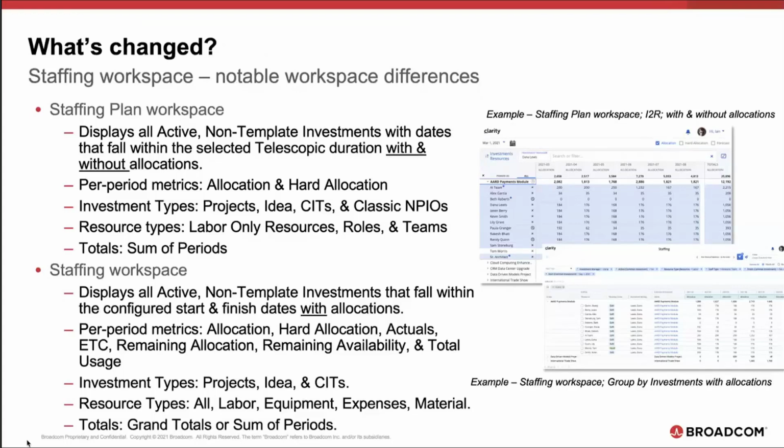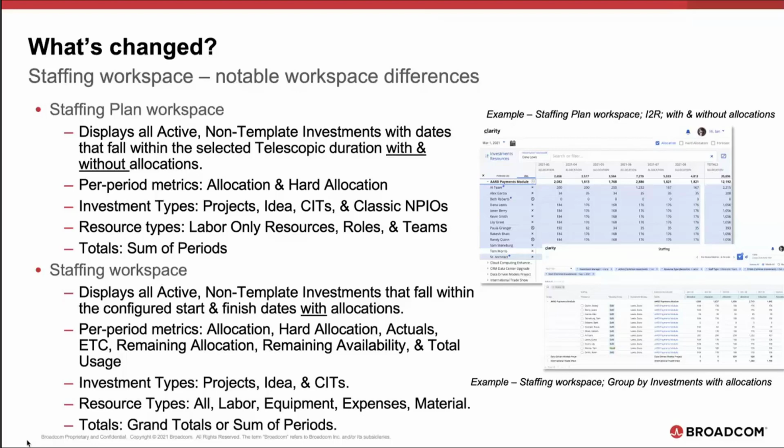The supported resource type is only labor for resources, roles, and teams, and totals are displayed using sum of totals, to use the current terminology. On the other hand, staffing does not include any pre-built views, but provides flexibility to use group by with any suitable attribute. For example, a group by using the common investment name or a group by using the staffing resource attribute can be used to model the staffing plan workspace.